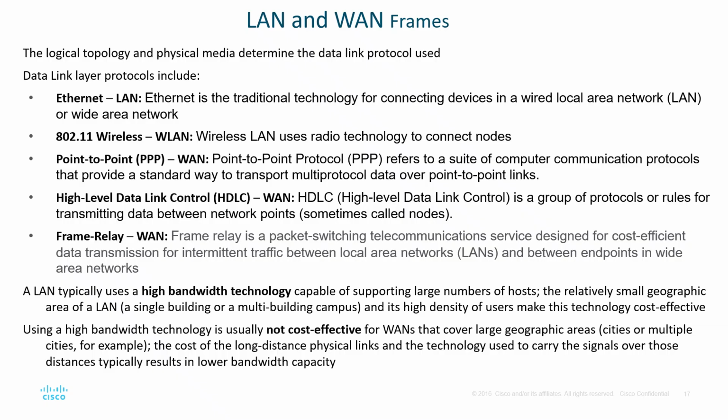A LAN typically will use a high bandwidth technology capable of supporting large numbers of hosts in relatively small geographic areas, a single building or a multi-building campus, and its high density of users makes this technology cost effective. Flip side to that, using a high bandwidth technology is usually not cost effective for WANs because now you're covering a large geographic area, so cities or multiple cities. The cost of the long distance physical links and the technology used to carry the signals over those distances typically would result in lower bandwidth capacity. It would just be too expensive otherwise.